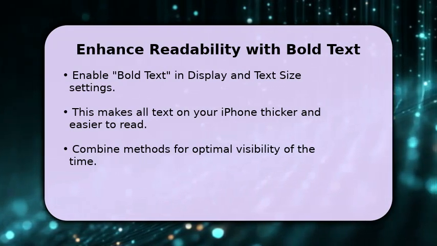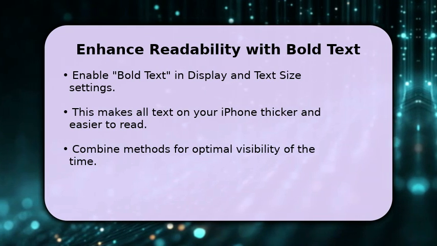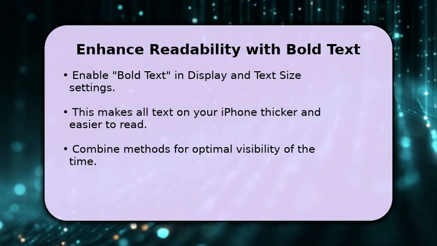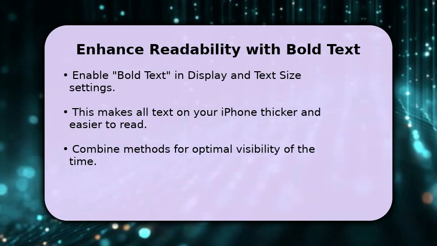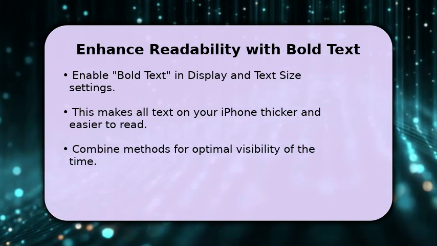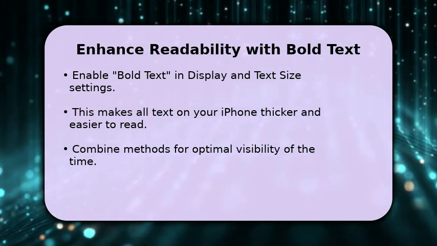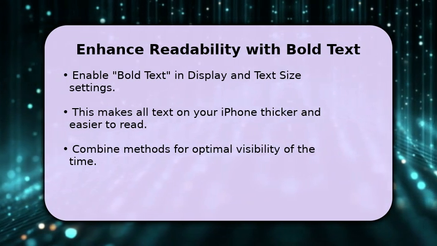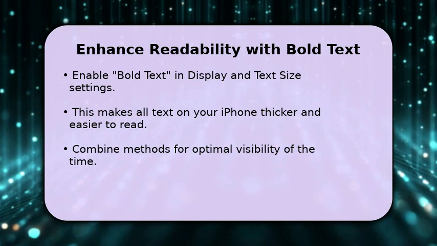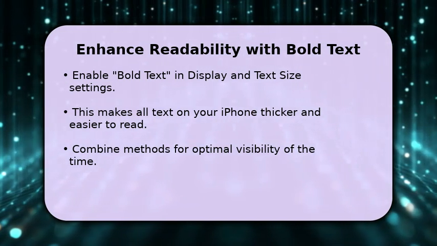Within the same display and text size settings, simply toggle on the bold text option. This makes all text on your iPhone, including the time, appear thicker and more defined, which can significantly improve its visibility, especially for those with visual impairments. Combining this with increased text size or display zoom offers the best results for a clear time display.